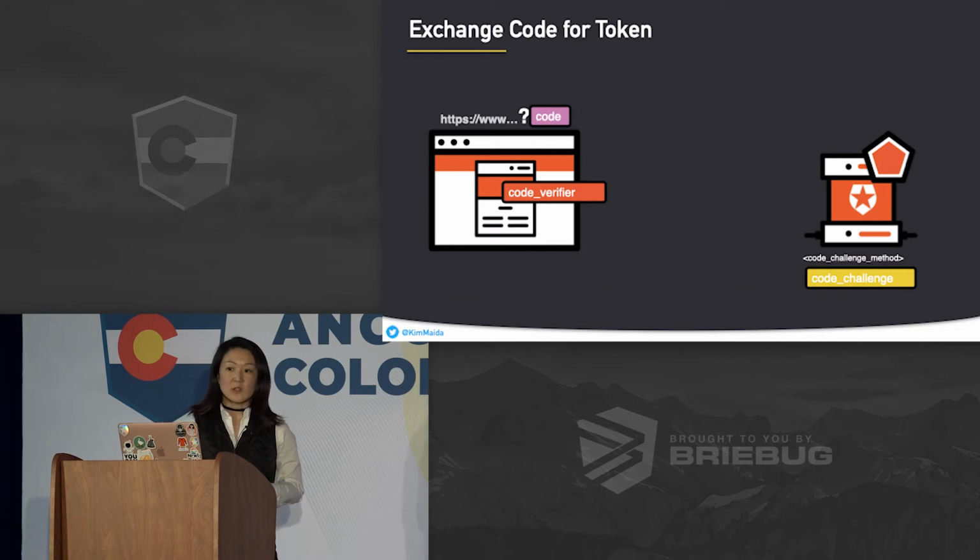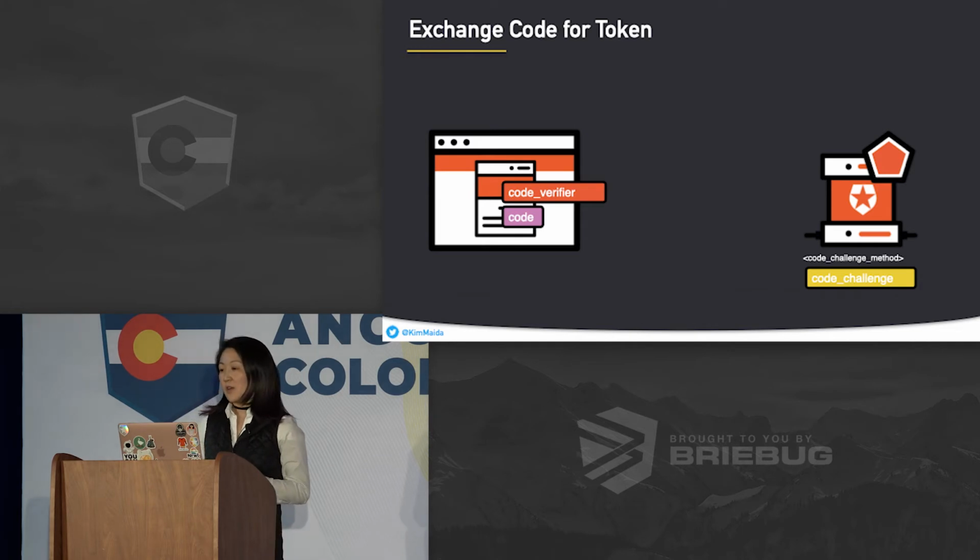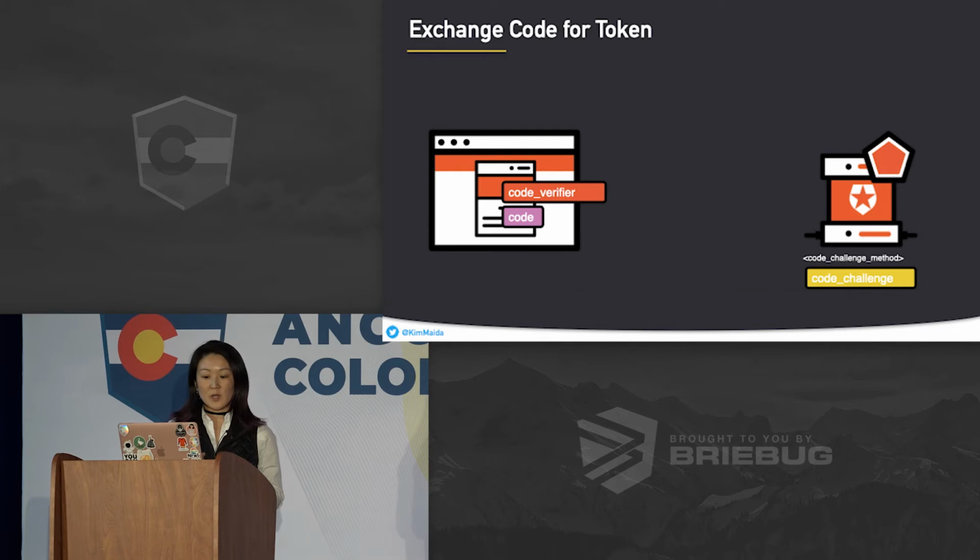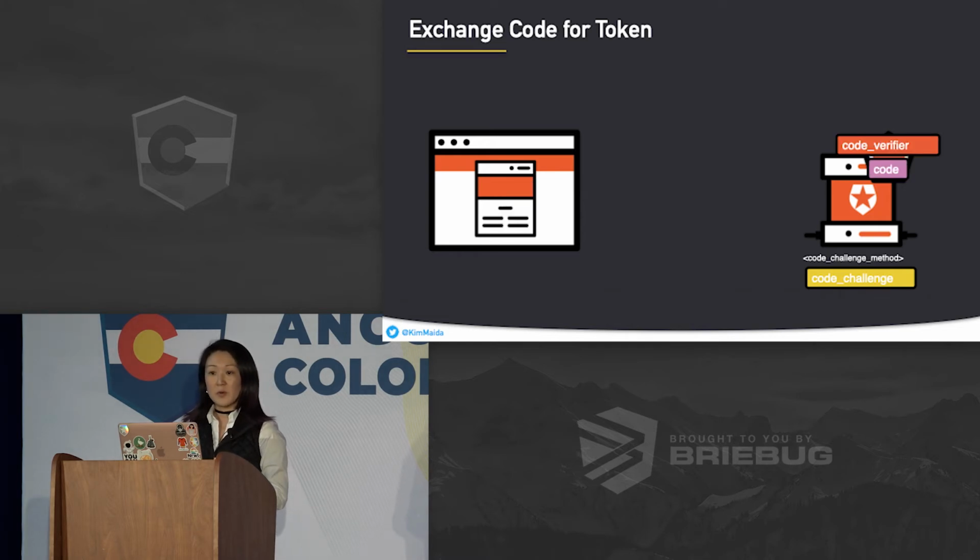Now, we can do this because interception of the code by itself is actually not dangerous. Alone, it doesn't grant access to anything. If a malicious actor got a hold of the code, they couldn't really do anything with it because there's more to this. Once we have the code, the code and the code verifier are sent to the authorization server's token endpoint. This is a different endpoint than the authorization endpoint.